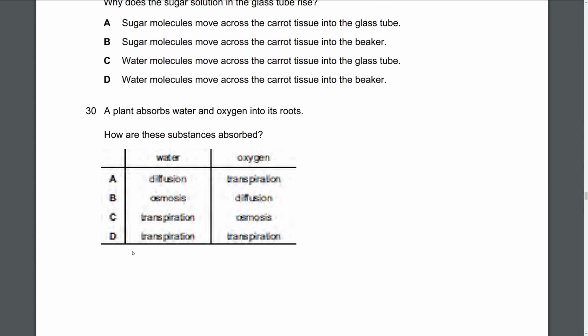And for our last question: a plant absorbs water and oxygen into its roots. How are these substances absorbed? Well, we already said that plants absorb water by osmosis and oxygen by diffusion, and that will be B.